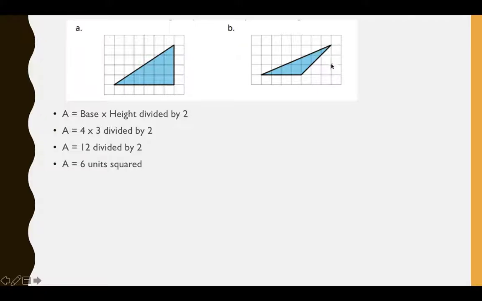Rather, this triangle is 3 units tall. So I'm going to multiply 4 by 3, which will give me 12, and I'm going to divide that by 2, since we're dealing with a triangle, and that'll give me 6 units squared. Awesome.